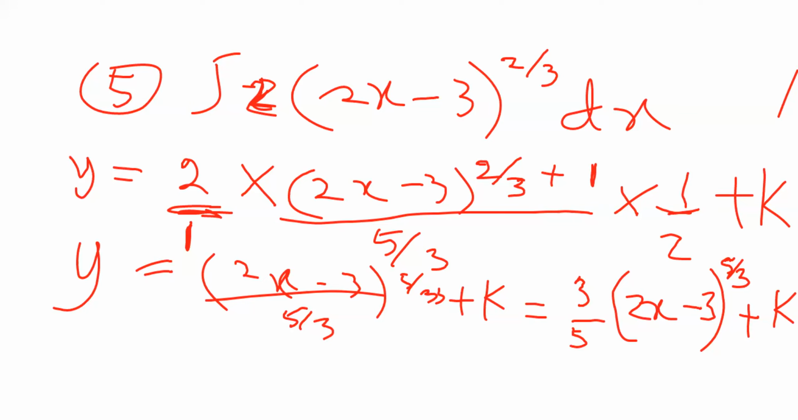And this 5/3 that is the denominator, we'll turn it upside down and it becomes 3/5, because it is numerator divided by 5/3. Change division to multiplication, and it becomes 3/5. And this will be our final answer. This one: 3/5 into 2x minus 3 raised to power 5/3 plus k. Okay.